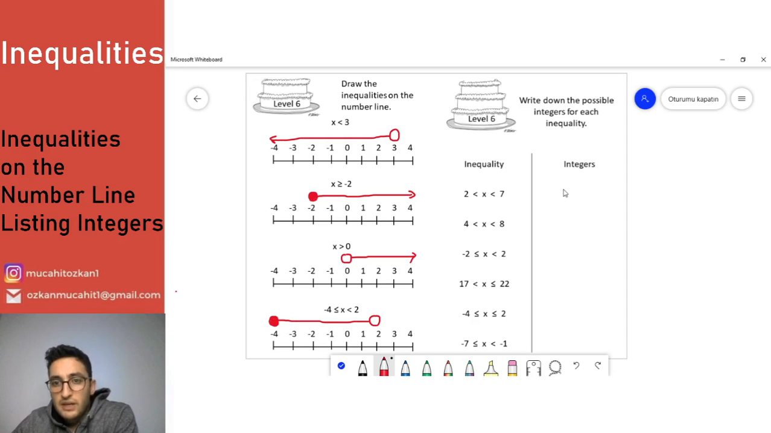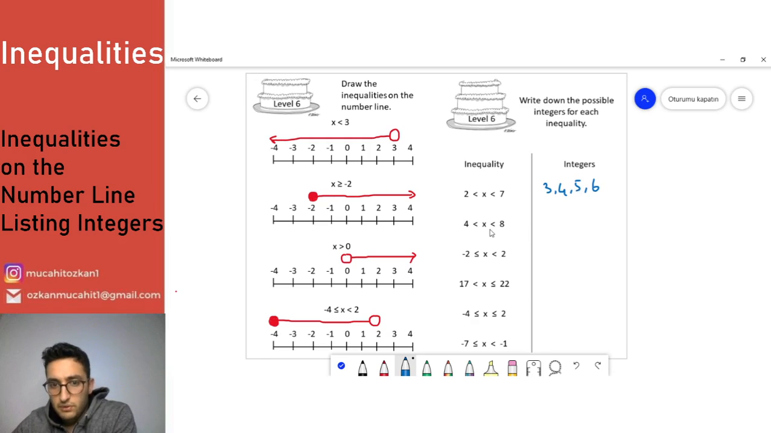If we need to list some integers where x can be, again I can do it without graphing it. All I need to do is just check the signs carefully. x is greater than 2 and less than 7. So x cannot be 2, but it can be bigger than that, like 3, 4, 5, and 6, but it cannot be 7.